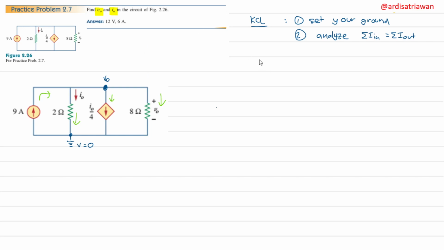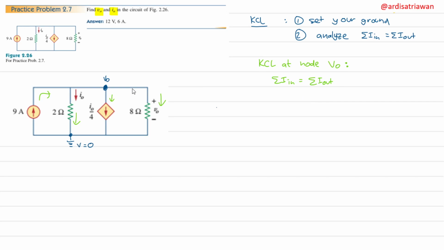Okay, now let's do KCL at the node. What node is it? It is V0. So KCL at node V0. And KCL says that the sum of the current that goes in is equal to the sum of the current that goes out.